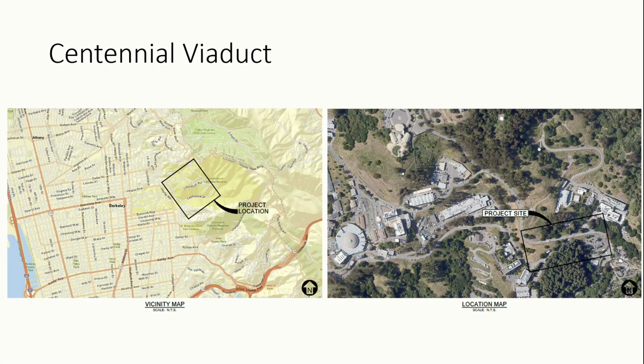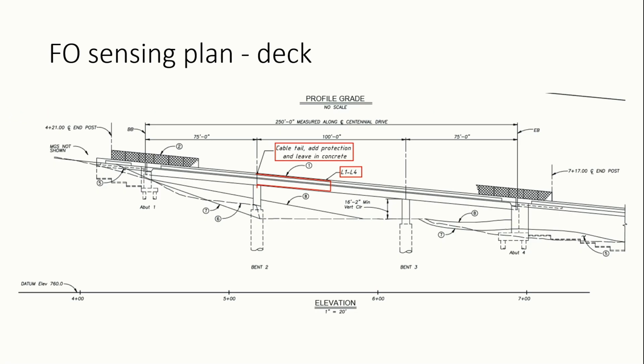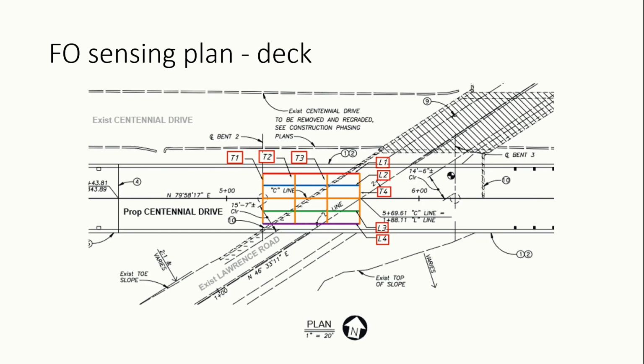The bridge that we are studying, the Centennial Viaduct, is a bridge located on the east side of Berkeley. It's very near the campus, on the way to Lawrence Hall of Science. Here is a plan view of the bridge. In the middle part, we can see the longitudinal cables that are installed there. There are four longitudinal and also four transversal cables, as you can see in this plan view of the bridge. This is the middle span of the bridge, and the cables are in the first half.